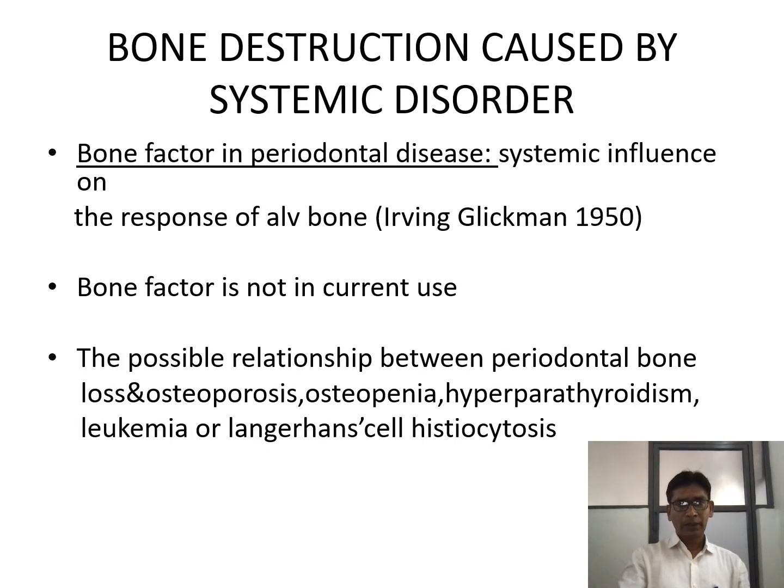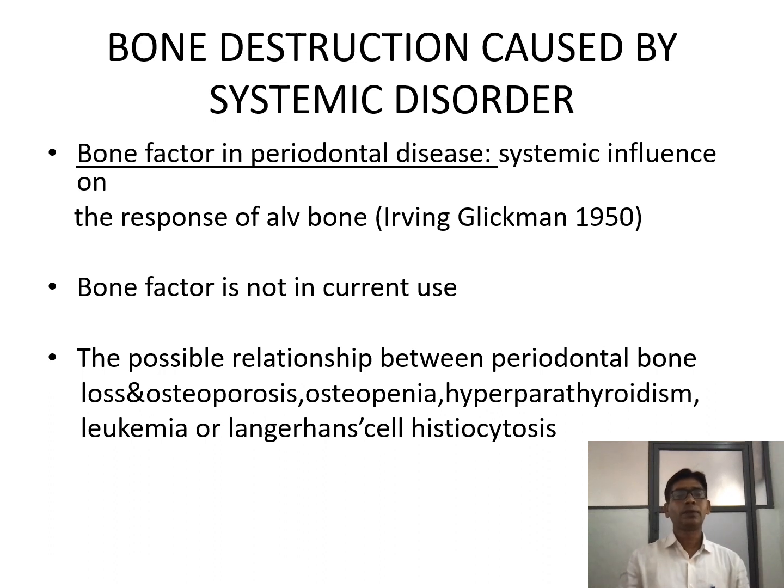So, what are the factors? There is something called the bone factor concept in periodontal disease, which was introduced by Glickman. When the bone is already being destroyed, factors such as hypoplasia, osteoporosis, osteopenia and hyperparathyroidism will have a systemic influence. For example, take the case of diabetes mellitus. Diabetes mellitus will also have a confounding effect on the rate of alveolar bone loss.